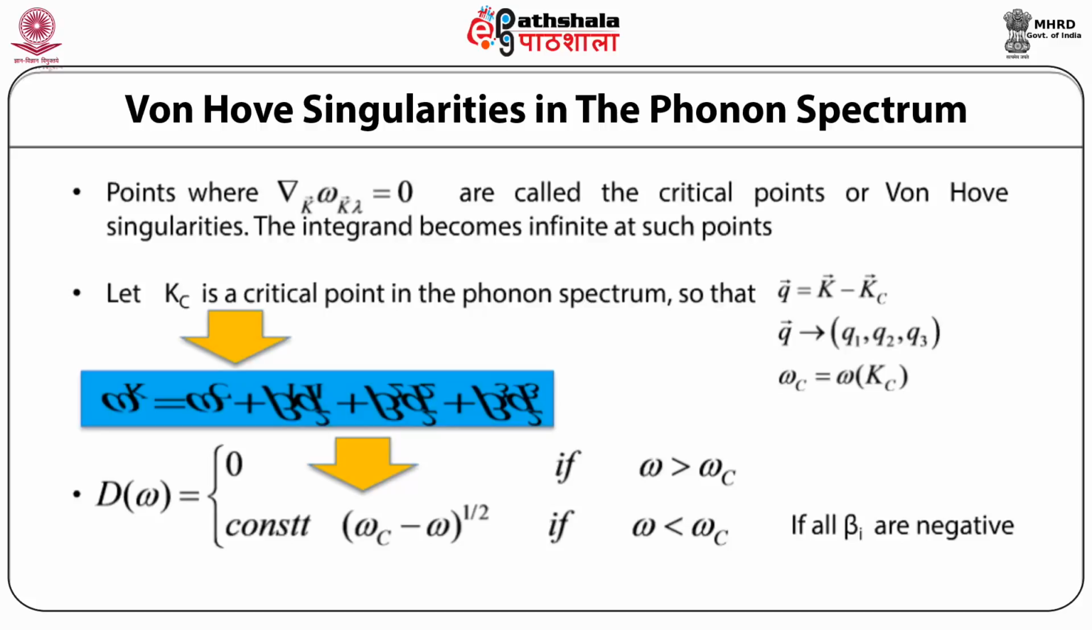So if all beta i are negative, then the density of states g of omega evaluated from our previous equations is equal to 0 if omega is more than the critical value omega c, and is equal to a constant times the square root of omega c minus omega, if omega is less than the critical omega c.